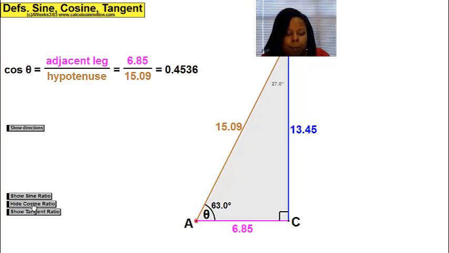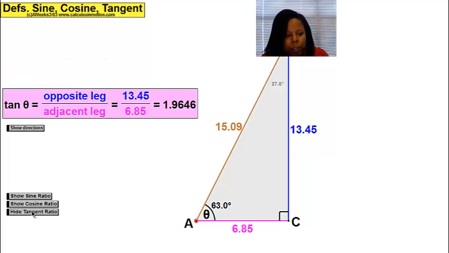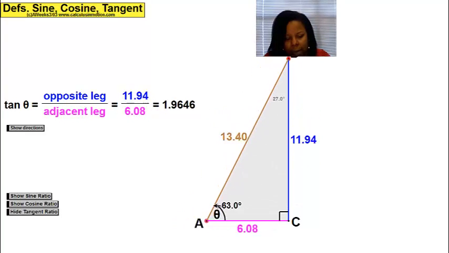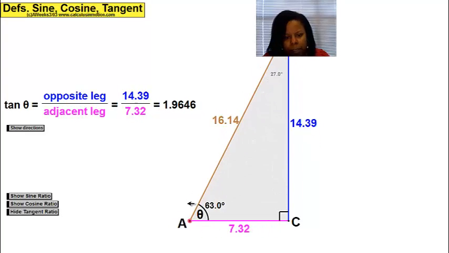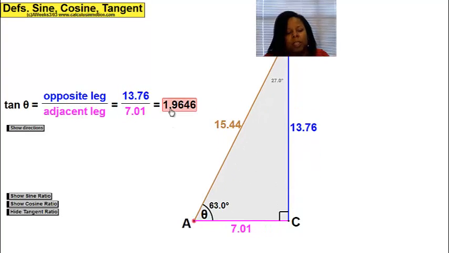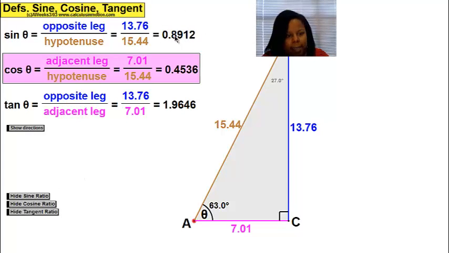And then the next special ratio we want to look at is the tangent ratio. The tangent ratio is the ratio of the opposite leg over the adjacent leg, as we see here. Right now this ratio is 1.9646, and as I change the size of this triangle so that we still have similar triangles, the side lengths are changing, but the tangent ratio is still the same based off this angle. The important thing to know is that all these ratios will stay the same as long as these triangles are all similar to one another.